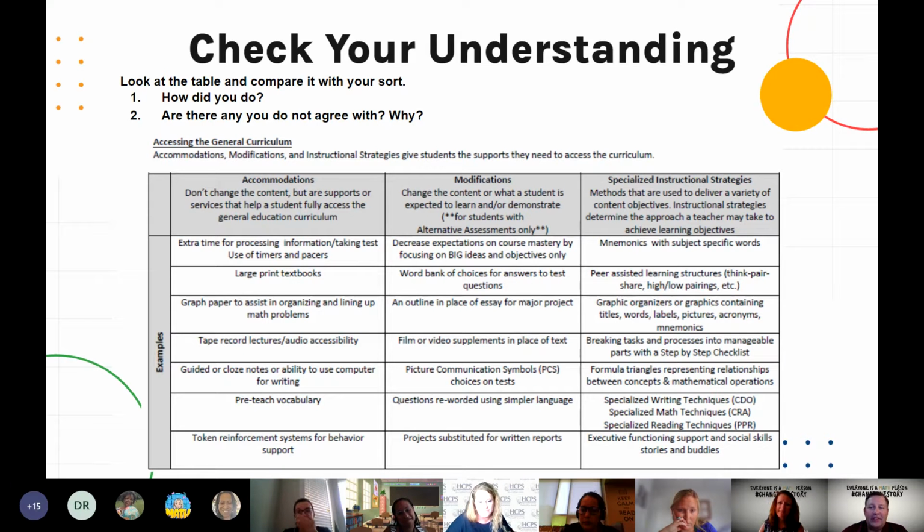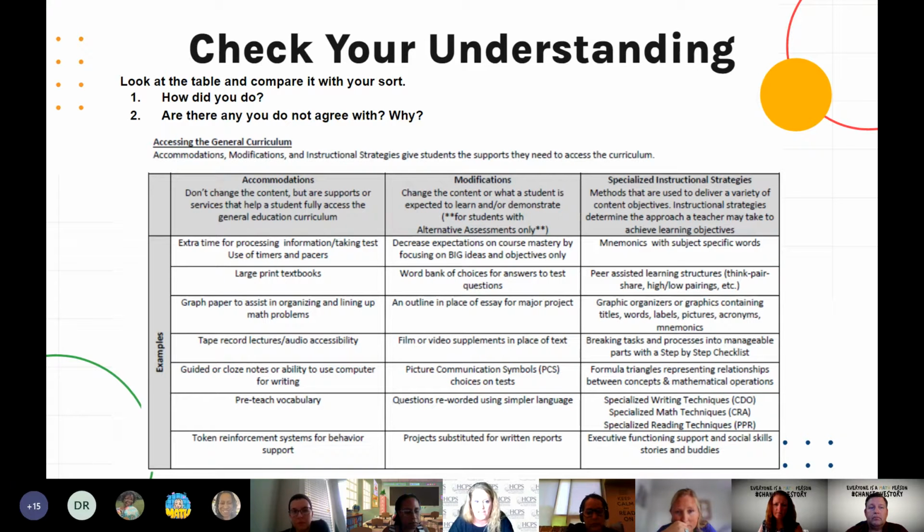We do have another clarification in the chat from Rebecca. She was asking, are the items in the specialized instructional strategies column different methods that a teacher can use to deliver the instruction? And those in the accommodations column are specific to students with a 504 or IEP. Yes. So the instructional methods like specialized writing techniques, specialized math techniques, those are different techniques that we are using for that student related to their area of disability. And remember, we don't forget the I, instruction.